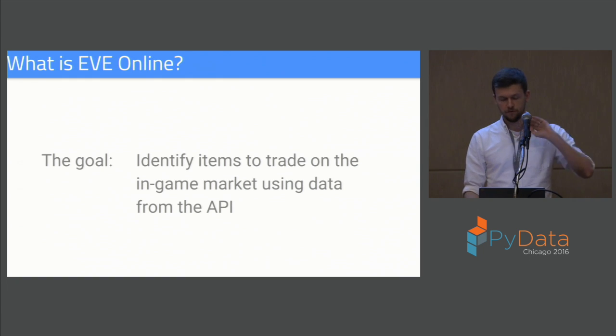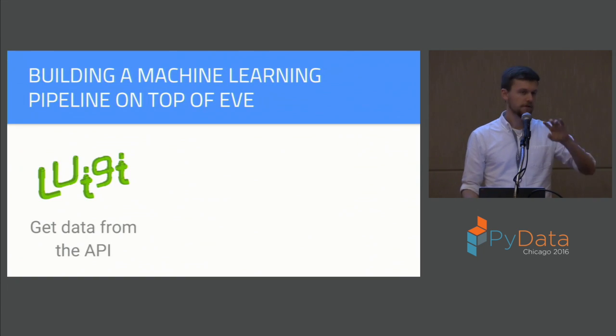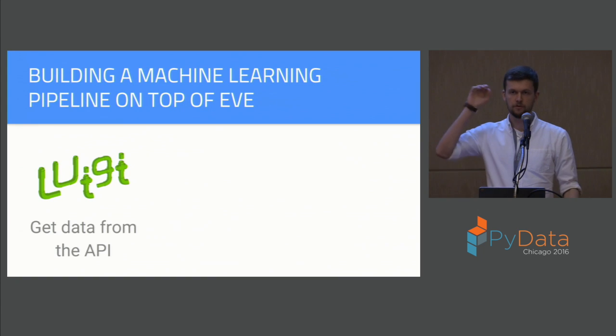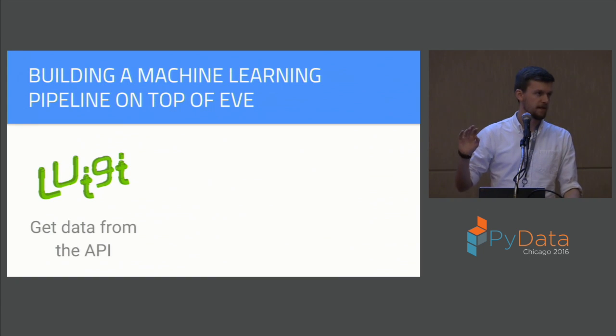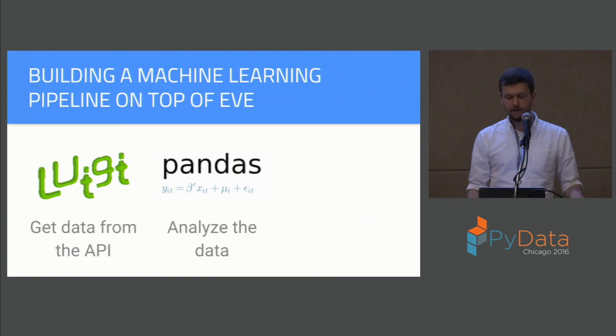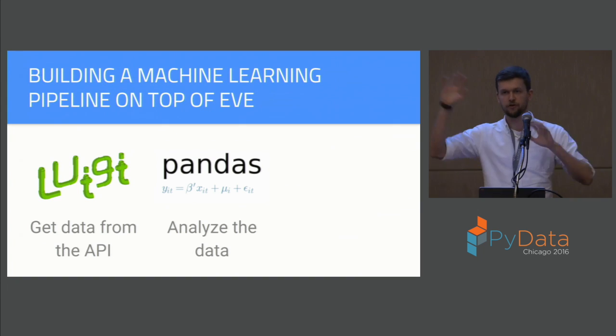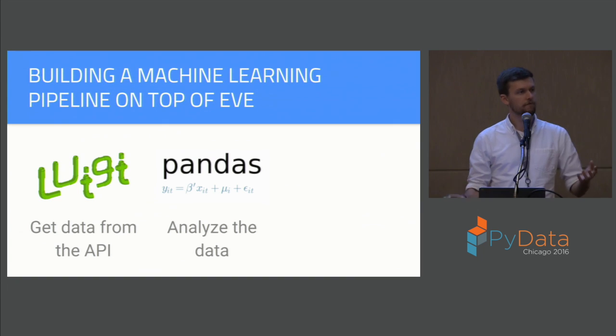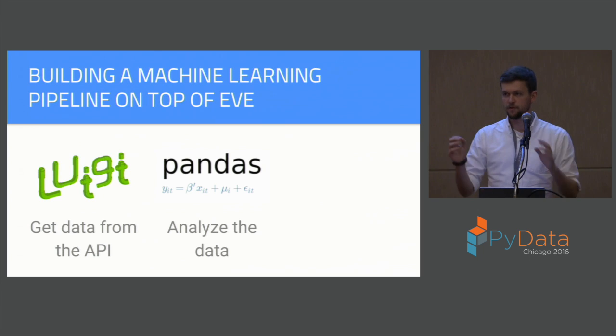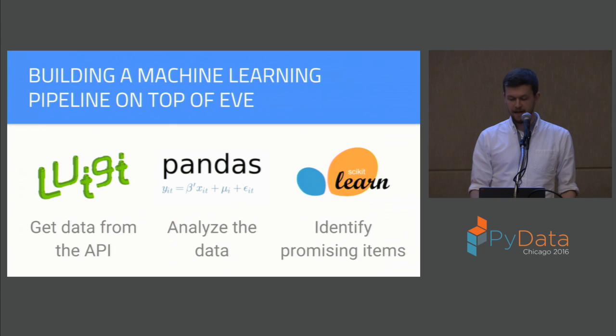And I'm going to do that using 3 pieces. First, I'm going to use Luigi to get all that data from the API. Then I'm going to plug it into Pandas and turn the raw stuff that I get down from the API into something usable for algorithmic predictions. And then I'll use scikit-learn to actually do the machine learning part.